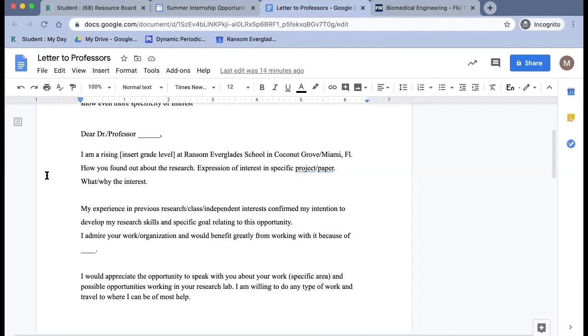So if you are contacting someone from out of state, you can say Miami, Florida. If you're contacting someone who lives in Miami, they might know Ransom, they might not, so just specify Coconut Grove. And then how you found out about their research. You have to express a specific project or paper that you are interested in of theirs, and why, and what is your interest and why.